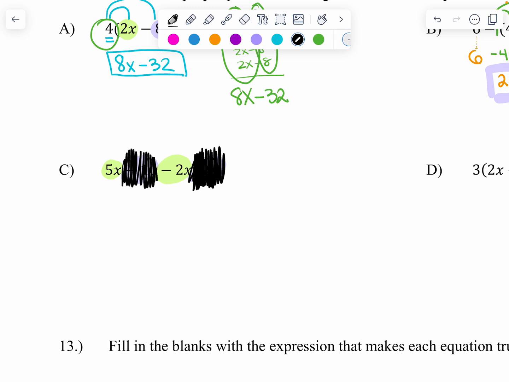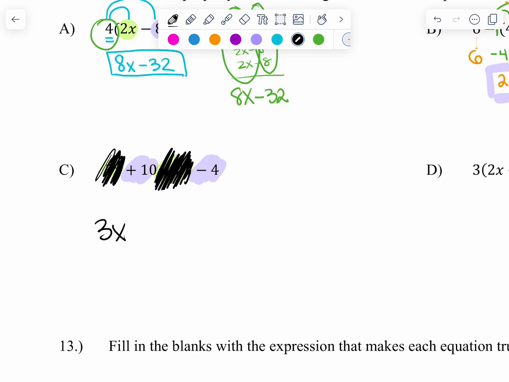So I have 5, I'm taking 2 away. So that's going to be 3 X's. That's where I'm getting that 3X from. And now I'm going to essentially pretend the X's are gone because they sort of are. The 5X and the minus 2X merge to make 3 X's. So they're not there anymore.